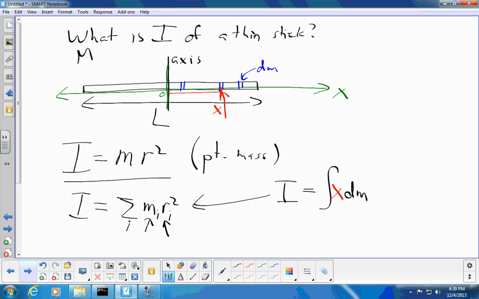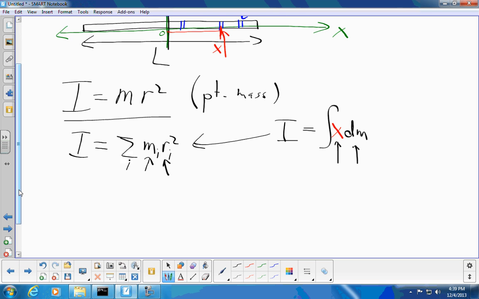on the x coordinate system, on the x-axis. So my moment of inertia formula turns into the integral of x dm, where x is the location of each point mass dm, and dm is each point mass. Okay, I'm going to be performing an integral to find the rotational inertia, the moment of inertia of this stick.